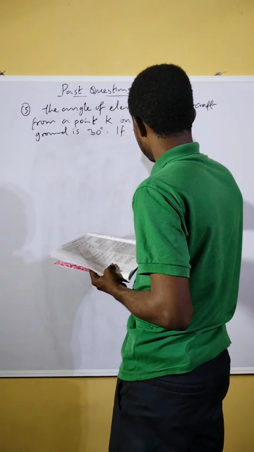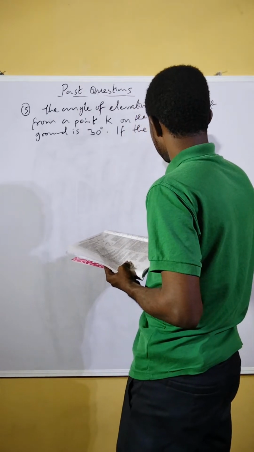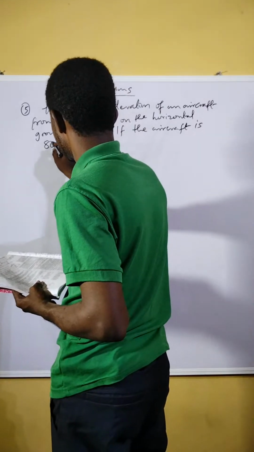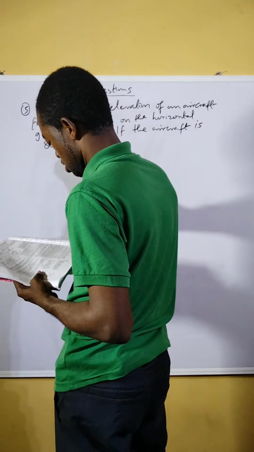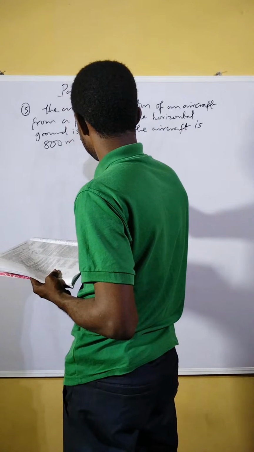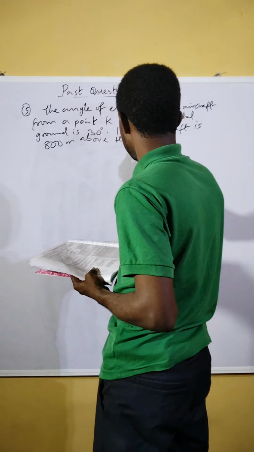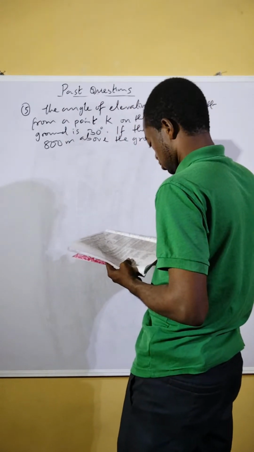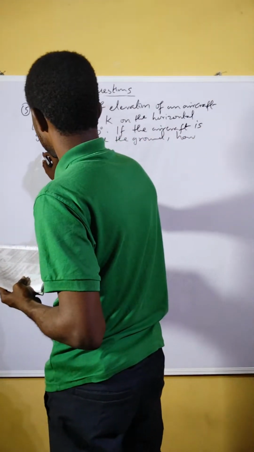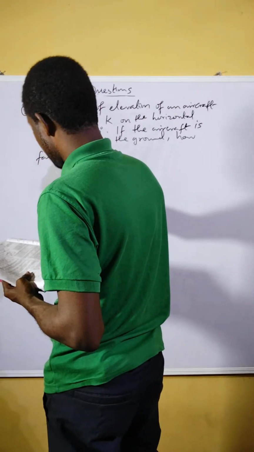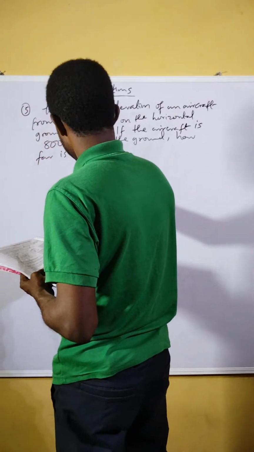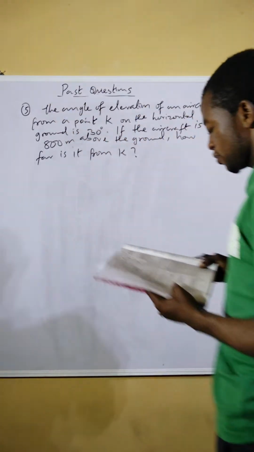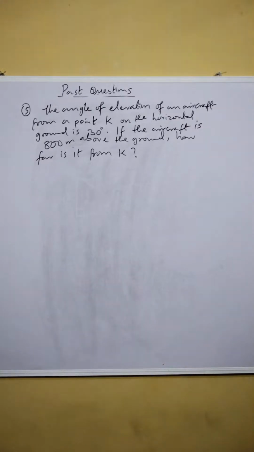If the aircraft is 800 meters above the ground, how far is it from K? So here we have this question on angle of elevation.